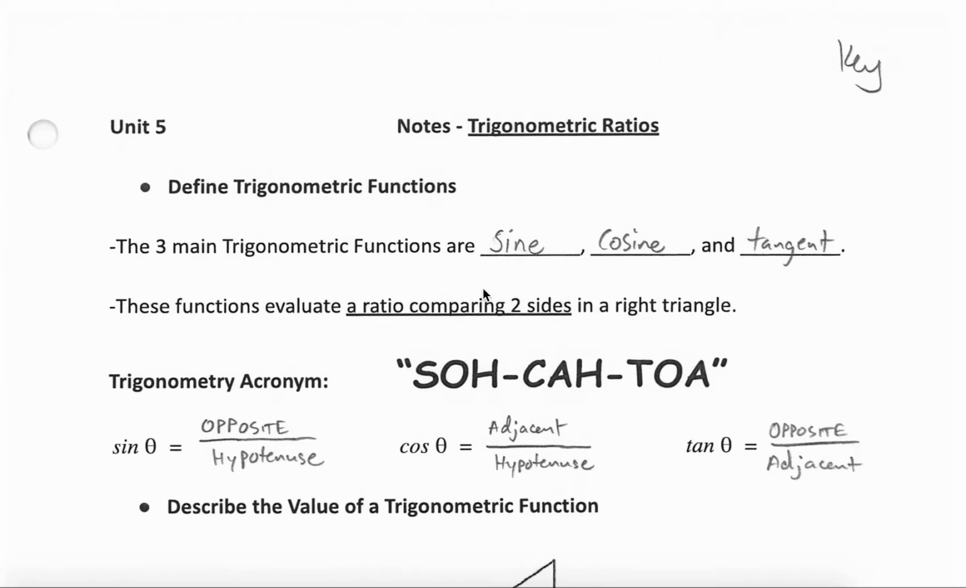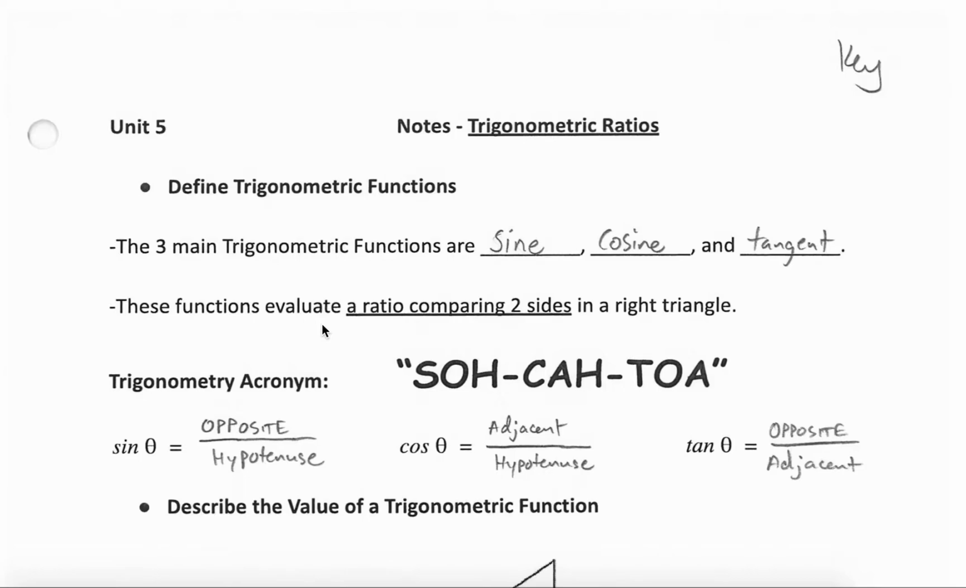In this video, we're going to be describing some trigonometric ratios. So to get started, there are three main types of trig functions. They're called sine, cosine, and tangent. Each of these trig functions, when evaluated, is going to be a ratio comparing two sides in a right triangle.